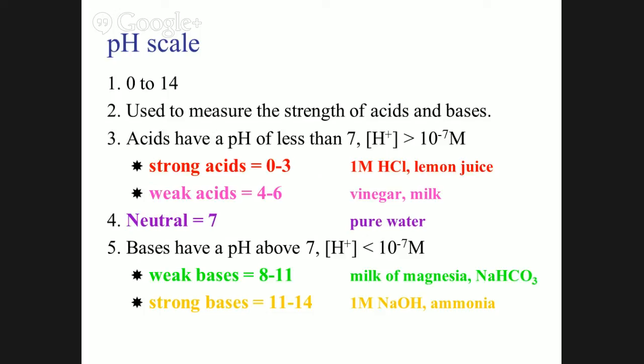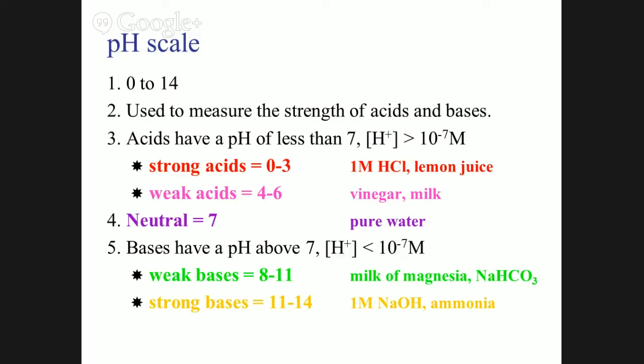Neutral, pure water, nothing in it. And then the bases, milk of magnesia, Pepto-Bismol, weak bases, NaHCO3, again, that's baking soda. That would be a weak base. And then the strong bases like ammonia, bleach, those would be strong bases. And again, this is a logarithmic type scale. So notice that we're matching the exponent of the concentration to its pH value. So a 10 to the minus 9 in concentration would be a pH of 9. We'll talk more about that in just a minute.